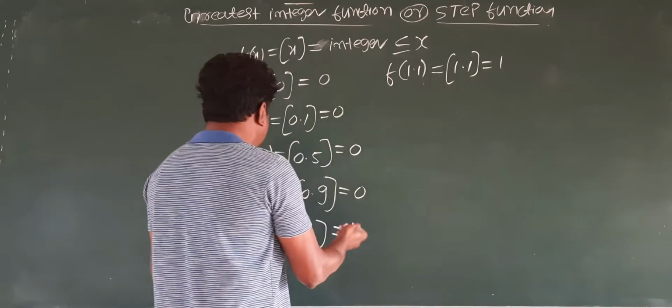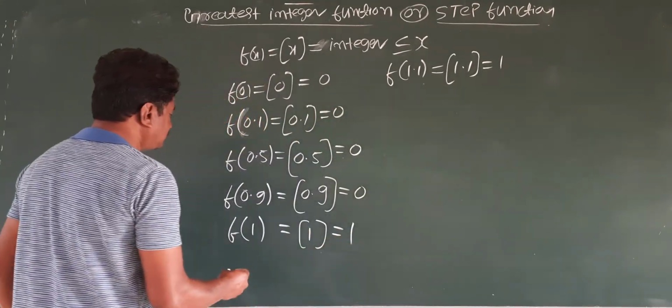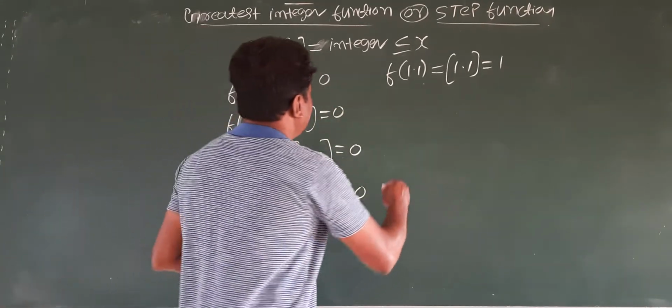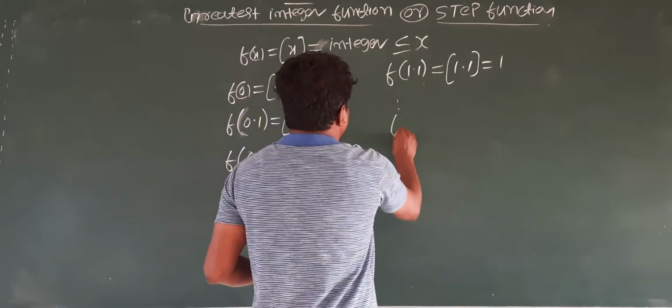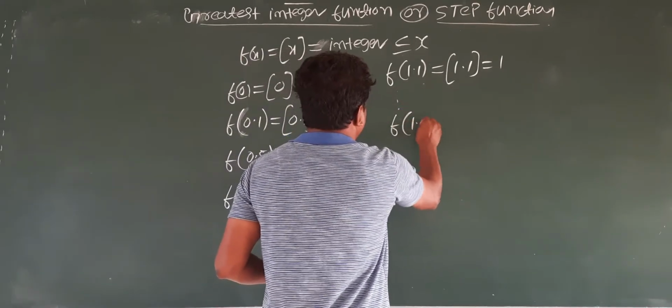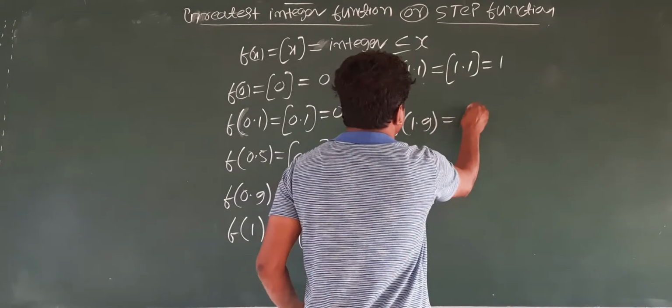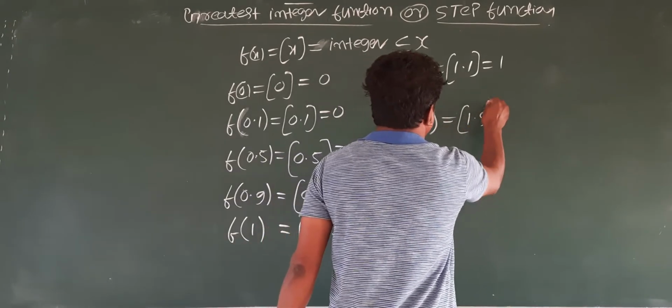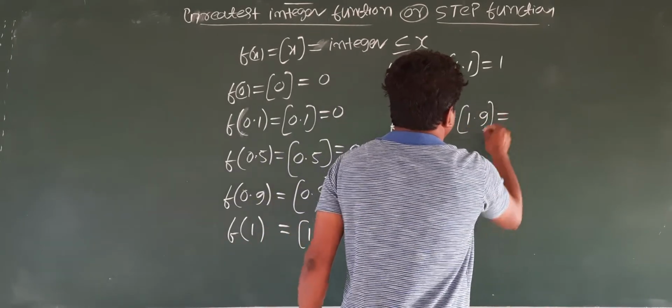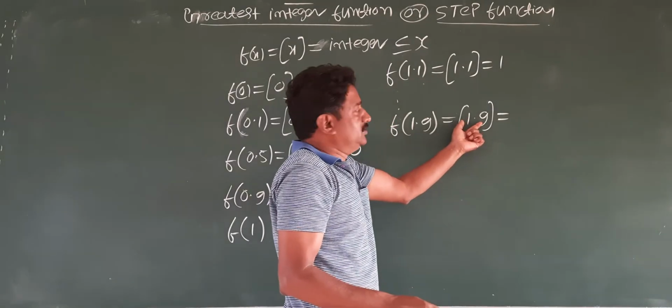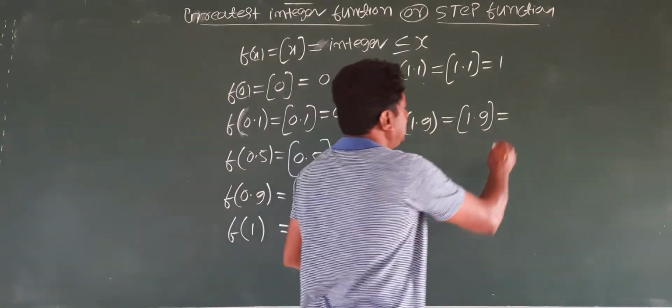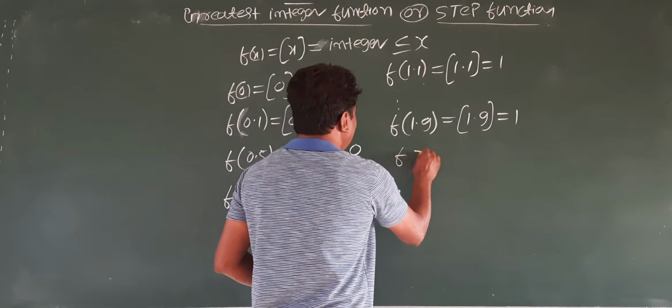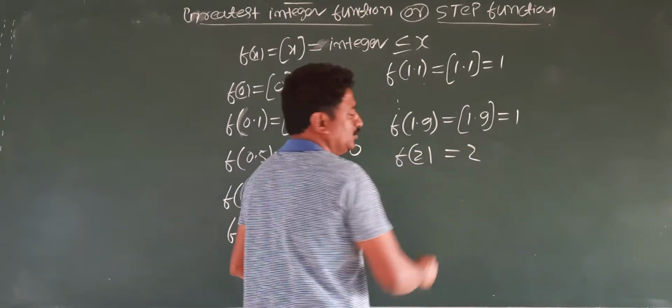So from this discussion it is so clear. Next, f of 1.9. This is a decimal number. Tell me an integer less than that. 1. So f2, it is 2.